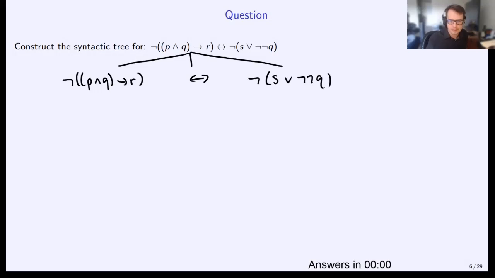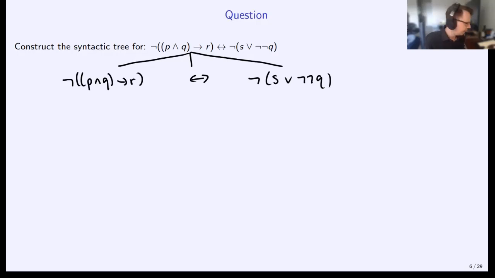Okay, let's talk about this one. So I'll do top down this time instead of bottom up. So this one uses all of the operators, and this one is much larger, so there's a lot more to do here. But our first step here is breaking up the if and only if, so our double arrow.